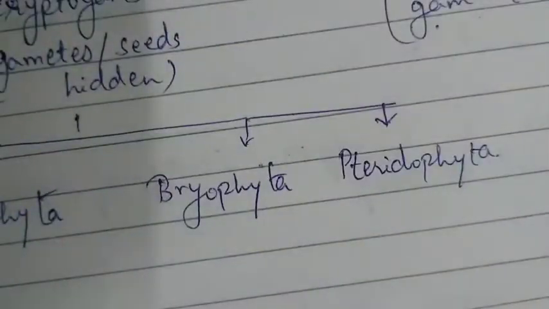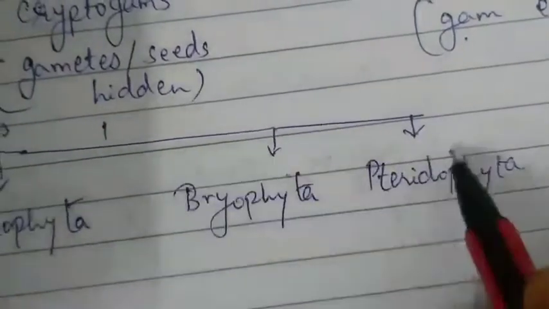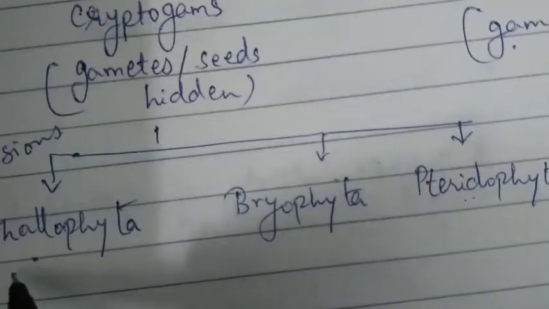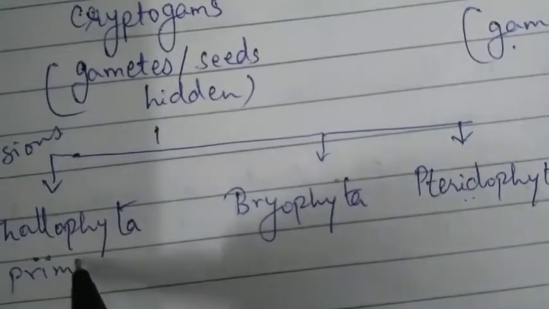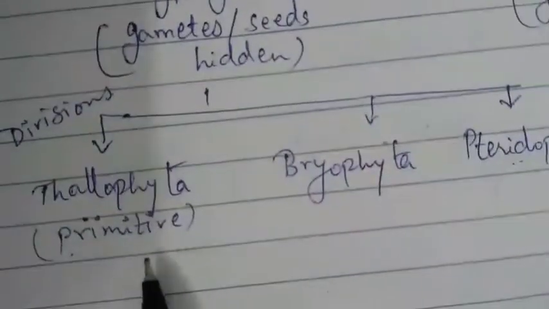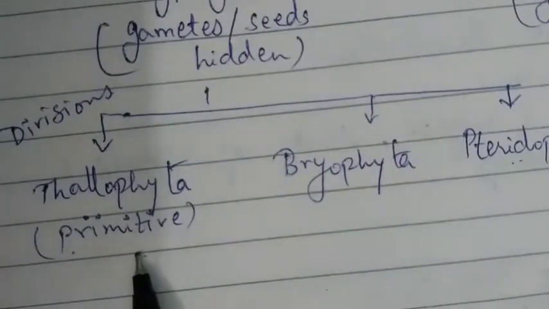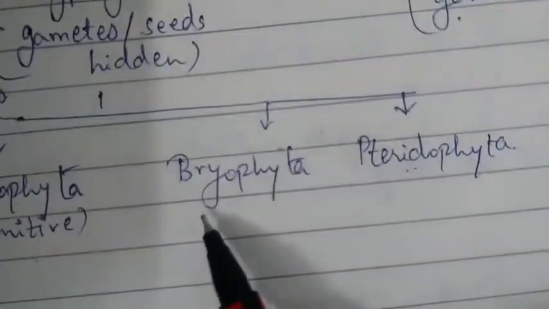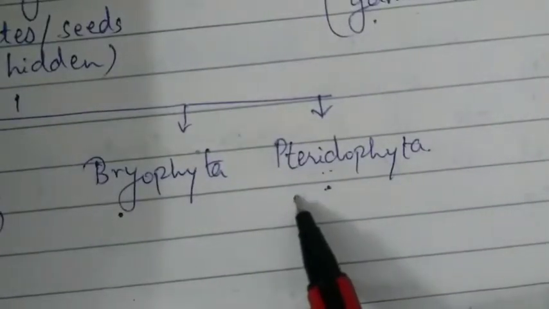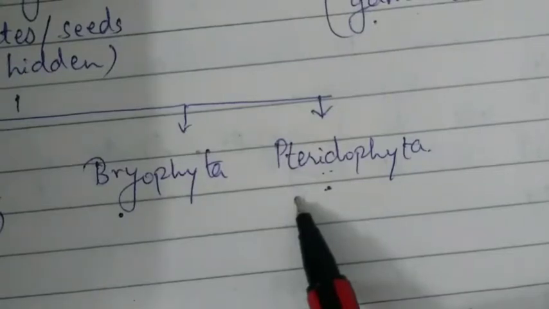Now this is based on whether they are having true root, stem and leaves. Here they are absent. So these are the primitive plants. Just the body is green color but no differentiation of a root, stem and leaves. Here false stem and roots are present, whereas here the well developed roots, leaves and stem is present in a Pteridophyta.